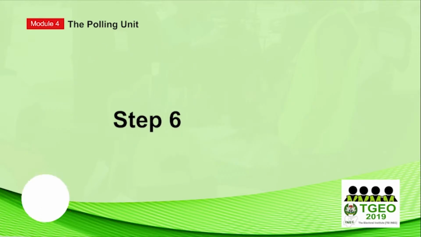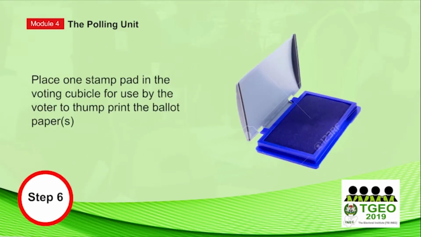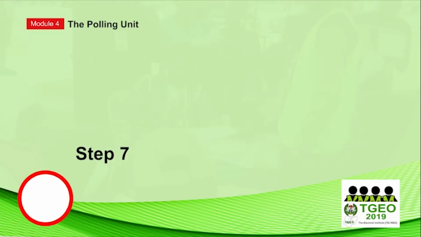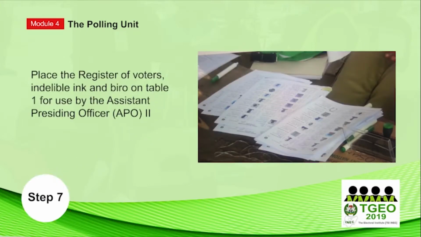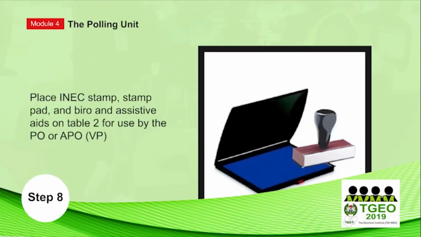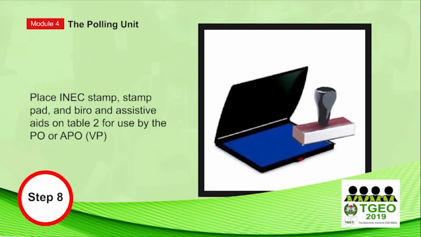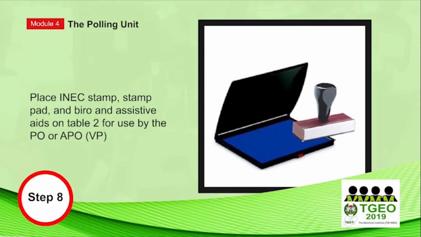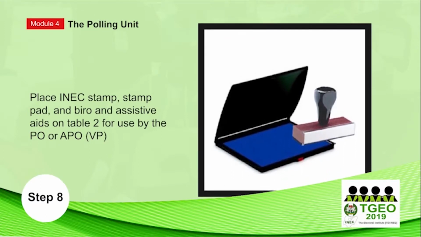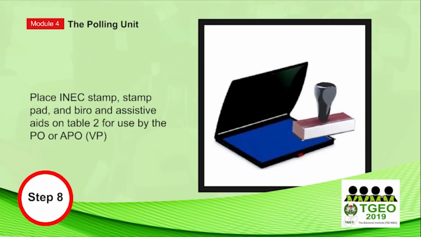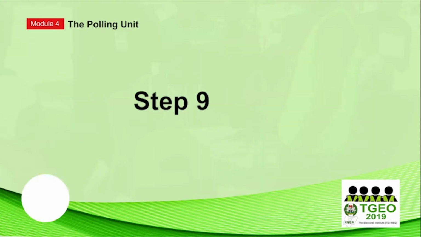Step 6. Place one stamp pad in the voting cubicle for use by the voter to thumbprint the ballot papers. Step 7. Place the register of voters, indelible ink, and biro on table 1 for use by the Assistant Presiding Officer (APO2). Step 8. Place INEC stamp pad, biro, and assistive aids on table 2 for use by the PO or APO VP. Step 9.